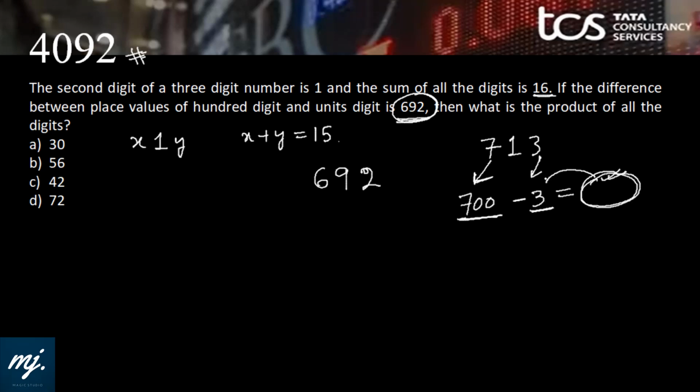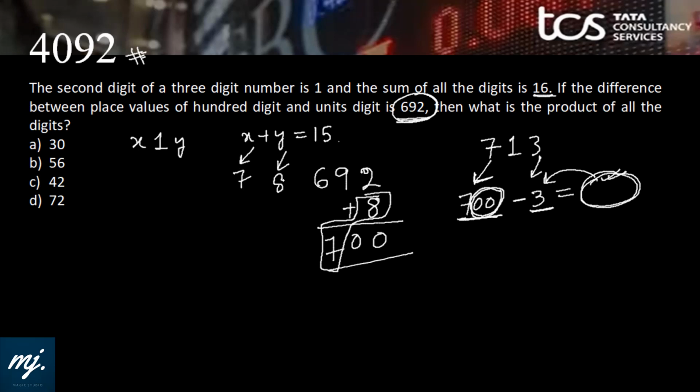That means what should be added to this value? A single digit, so that we get a number ending with 2 zeros. Obviously 8. If I add 8 to it, what will I get? 700. And let me check: yes, 7 plus 8 is also equal to 15. That means my x is 7 and my y is 8. The number I am looking for is 718. 700 minus 8 is 692 and 7 plus 1 plus 8 is 16.